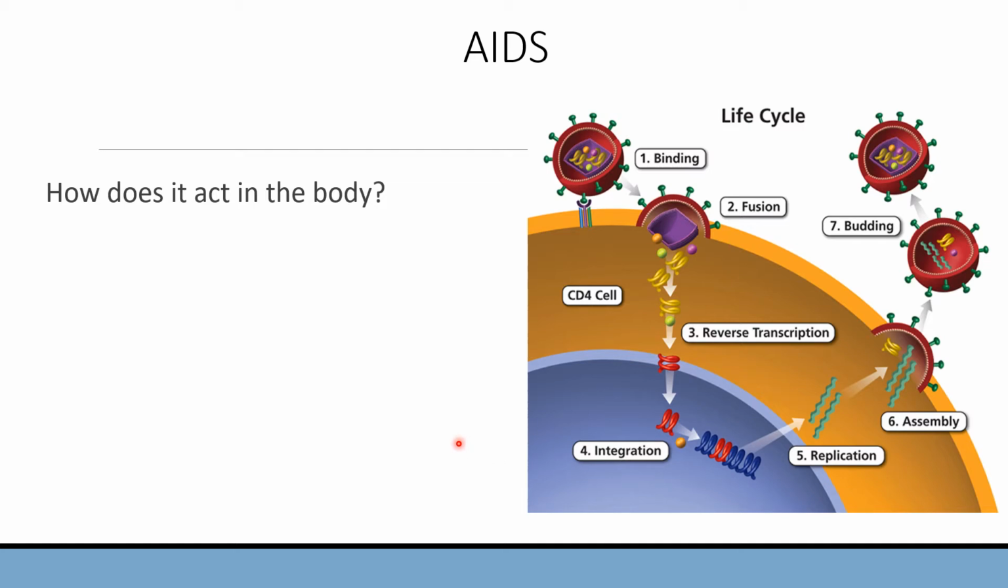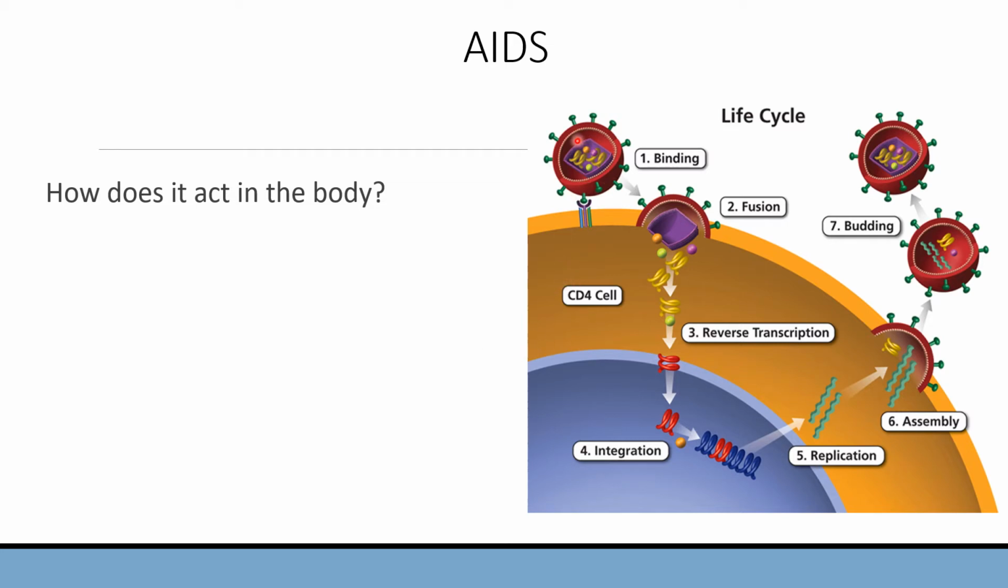Okay. How does HIV really affect the body, and how does AIDS develop? It is important that you aren't acquiring AIDS, but you are acquiring HIV, which leads to this immunodeficiency state. So first off, we see HIV enter the body.